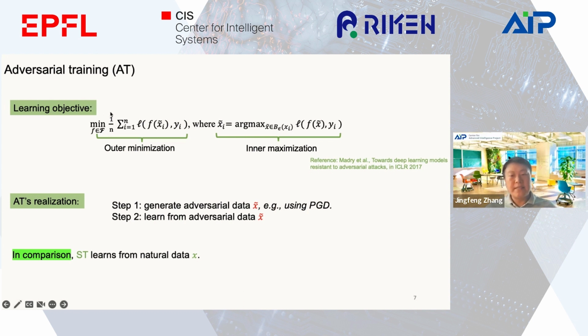To realize this learning objective, we use alternating optimization technique. At each epoch, adversarial training conducts step 1 and step 2 alternatively. Step 1 is to generate the adversarial data using PGD method. Step 2 is to minimize the loss on the generated adversarial data. In comparison, at each epoch, standard training minimizes loss on the natural data with respect to the model parameters.